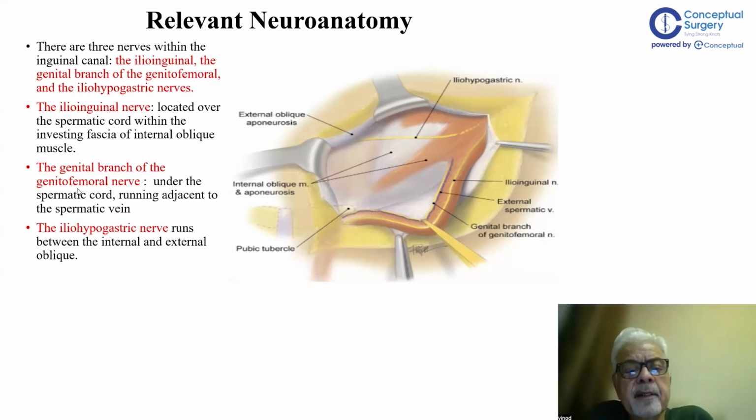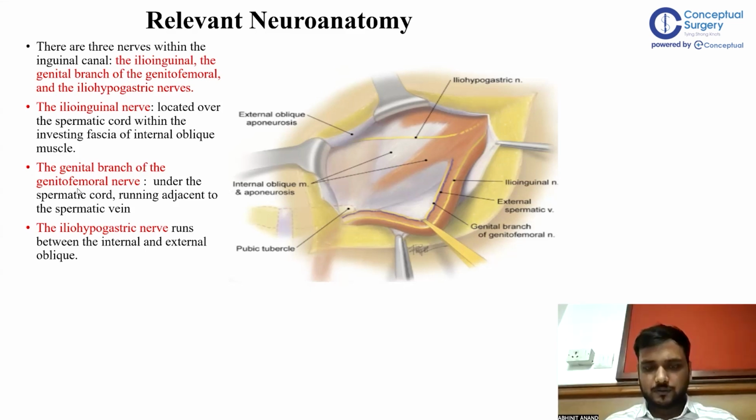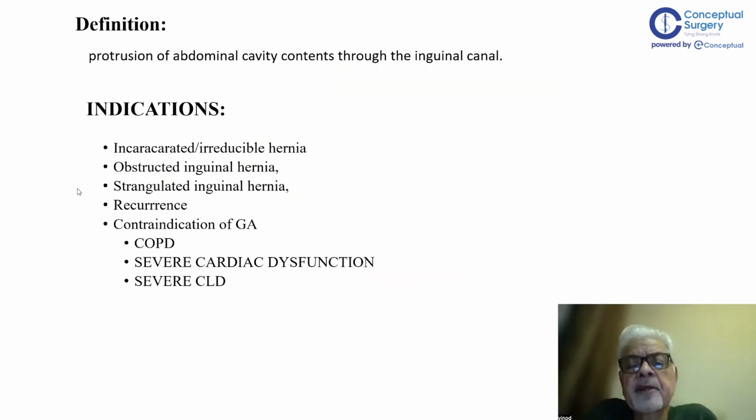So the important part is that the ilioinguinal exits from the external ring. The genital branch also exits from the external ring. Both exit from the external ring, whereas the iliohypogastric goes medially and lies between the internal oblique and the external oblique muscle. So this anatomy is very important. You have shown it very beautifully. Good.